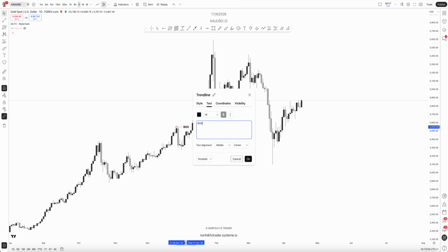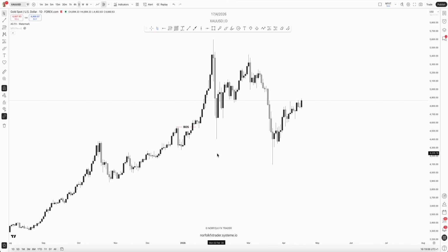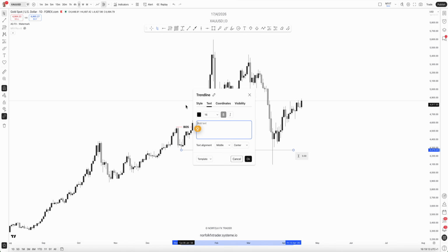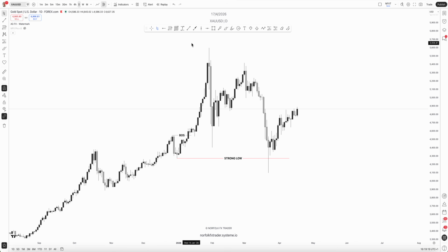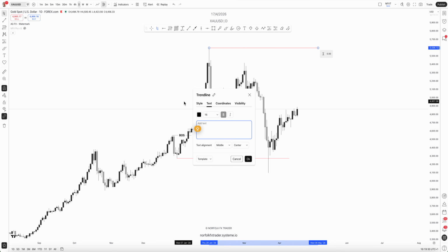So this is a break of structure to the upside. As soon as we have that, we know that we've got this as a current low in the market. So this now becomes a strong low in the market. Like we saw a strong high, we're in a bullish market, so we're looking for a strong low. And this now becomes that weak high in the market. So let's mark that out as a weak high.